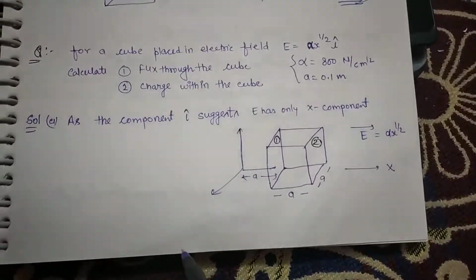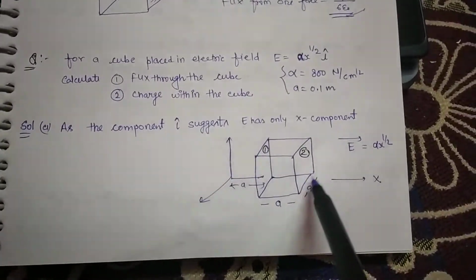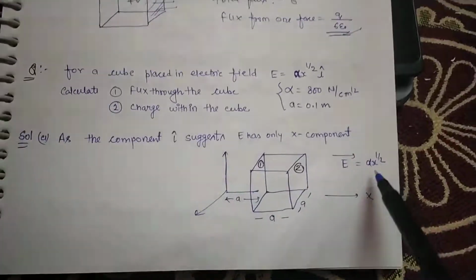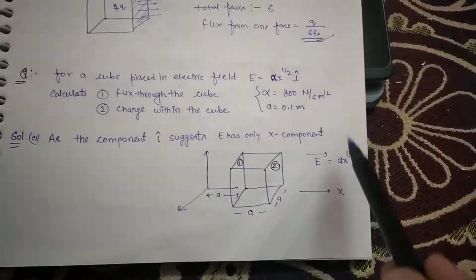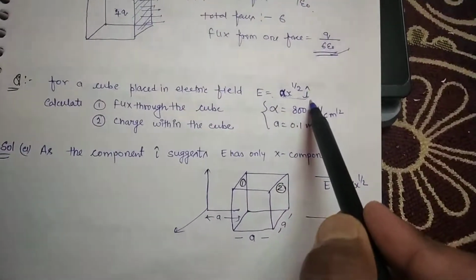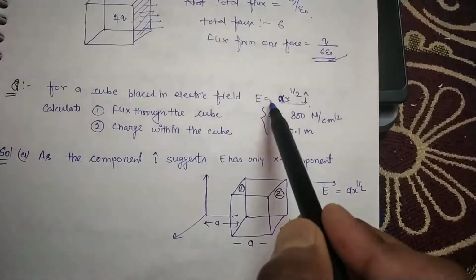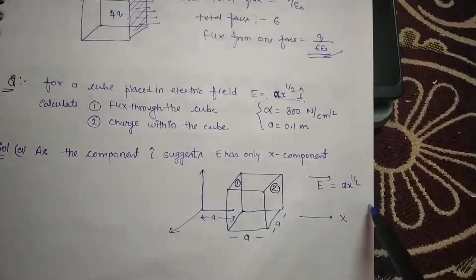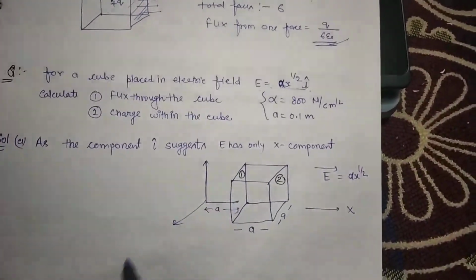Now let me take one problem. It's a cube placed in an electric field. The electric field is given by this variation, alpha x times 1 upon 2 i. The i in the end means this electric field has only a component along the x axis. Along the y axis no component, along the z axis no component.